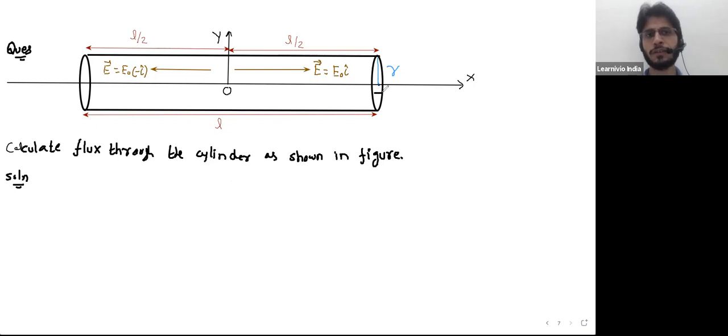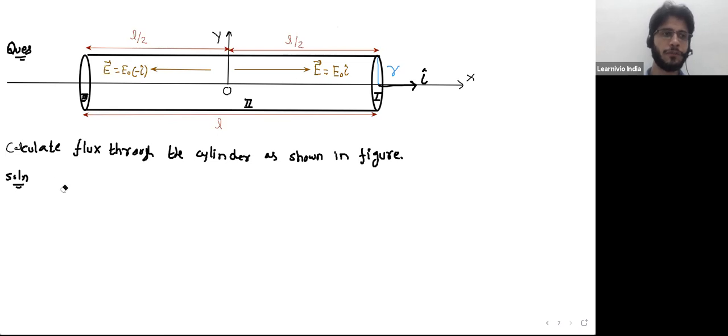So we can divide this cylinder into 3 categories. This is end 1, this is the curved surface, and this is end 3. For the first end, this is the direction of the area vector, which is along the x-axis. This is the electric field. The electric field and area vector are acting in the same direction, or I should write this as i cap.